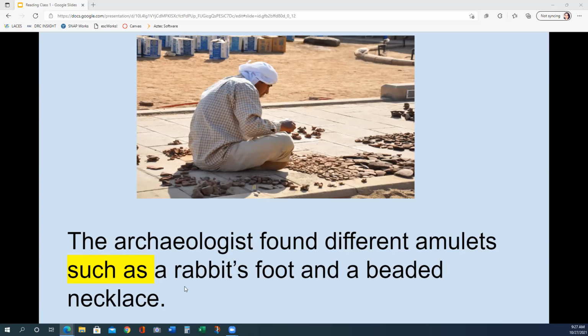This may not be something you're familiar with, but some of you may be. A rabbit's foot is kind of like a lucky charm. It's considered good luck. A lot of people have keychains with rabbit's feet on them. I've seen people hang them in their cars, like on the rearview mirror, or a beaded necklace. This could be like a rosary or something like that we keep for protection or good luck.